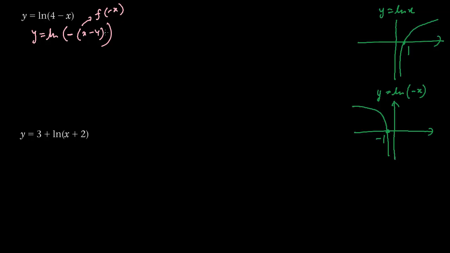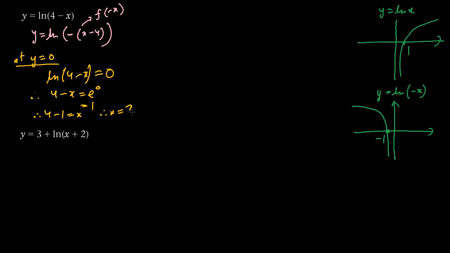But what would happen when we are having minus x plus 4? The best thing to do over here is to find out ourselves where it cuts the x-axis and where it cuts the y-axis. At the x-axis, y equals 0. So ln of 4 minus x equals 0. This is log base e, so 4 minus x equals e to the power 0, and that turns out to be 1. Therefore, 4 minus 1 equals x. Therefore, x equals 3.